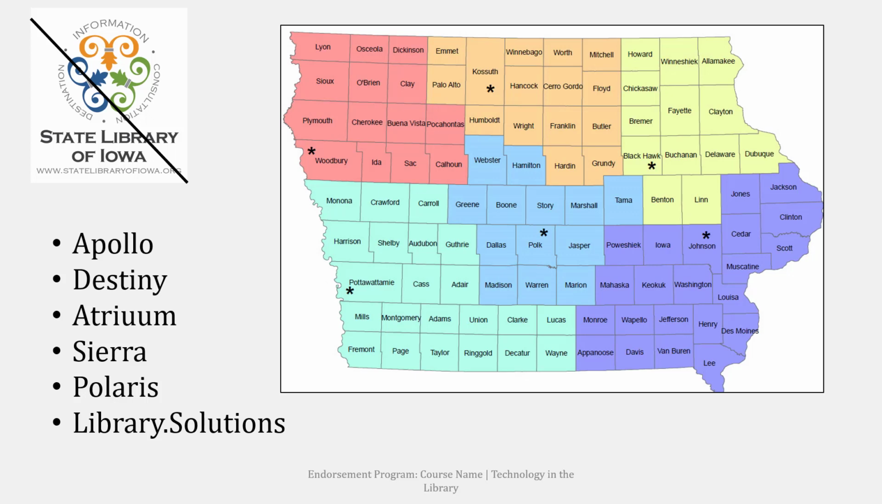In Iowa, with a few exceptions, each library owns and operates their own library automation system. The state library does not own or run a library automation system for libraries. Some popular automation systems in Iowa libraries are Apollo by Biblionics, Atrium by Book Systems, Destiny by Follett, and larger ones like Sierra by Ciber Dynex, Polaris by Innovative Interfaces, and Library.Solutions by TLC.